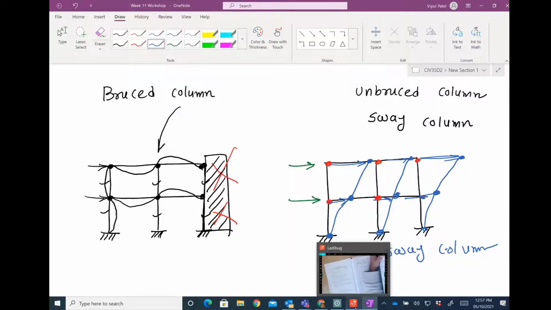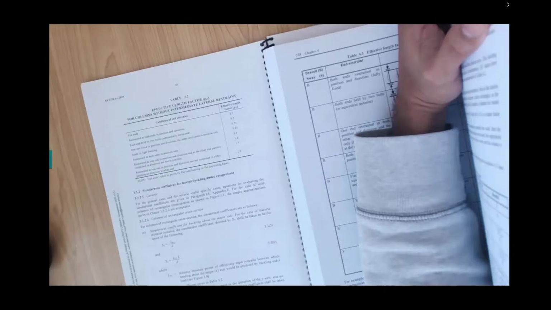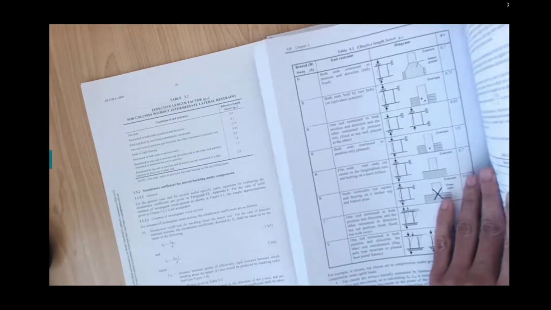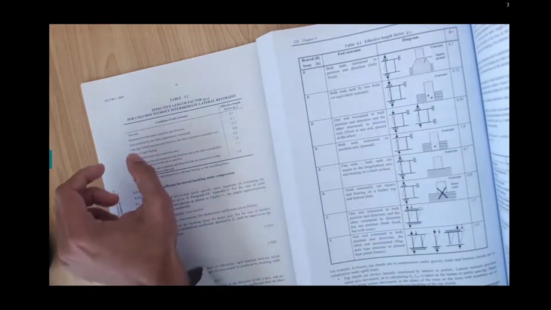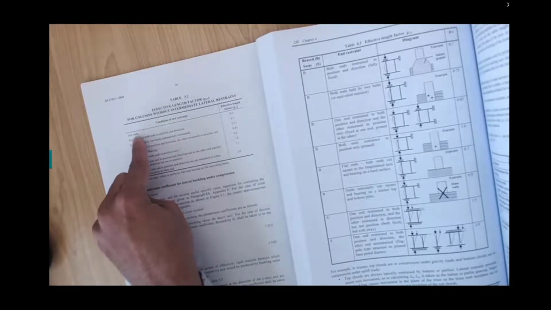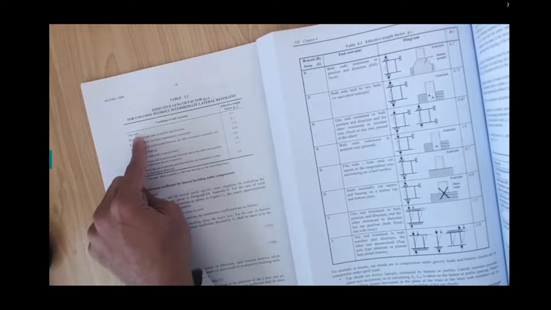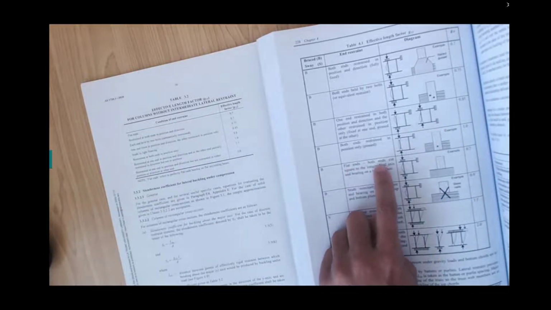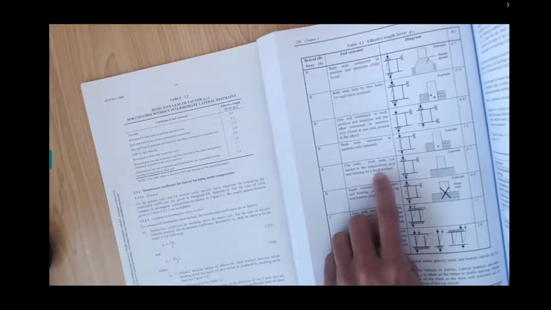So there are cases for braced columns. There are 6 different cases for braced columns. Now let's start with the braced columns first, which is the flat end. You have a flat end. So you come here, read with me. Flat end, both ends are cut square to the longitudinal axis and bearing on a hard surface.